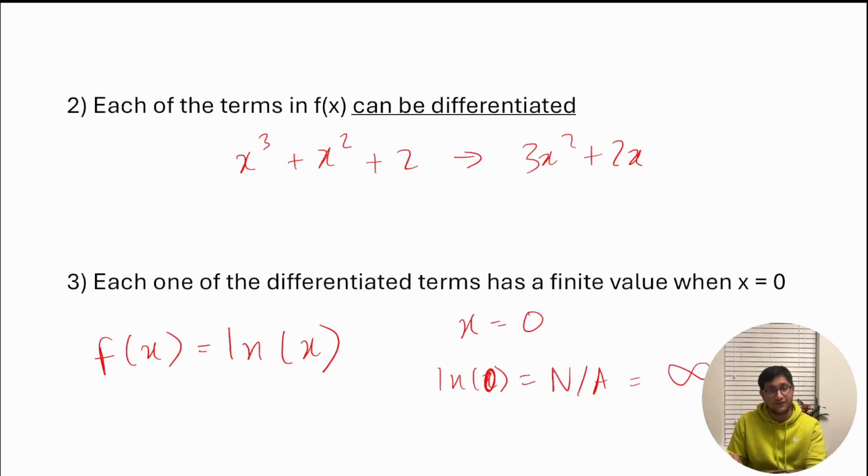Actually, it's not defined, or infinity. But either way, you can't find the Maclaurin expansion of ln of x, because the initial term in this case, when you set the value of x to 0, does not have a finite value.